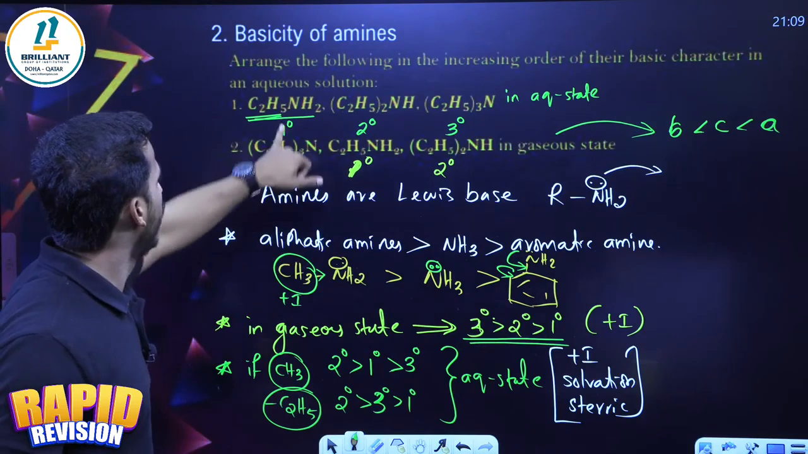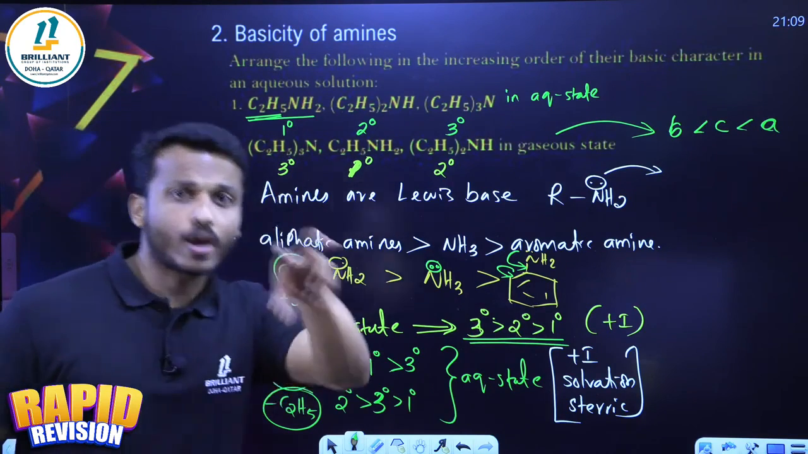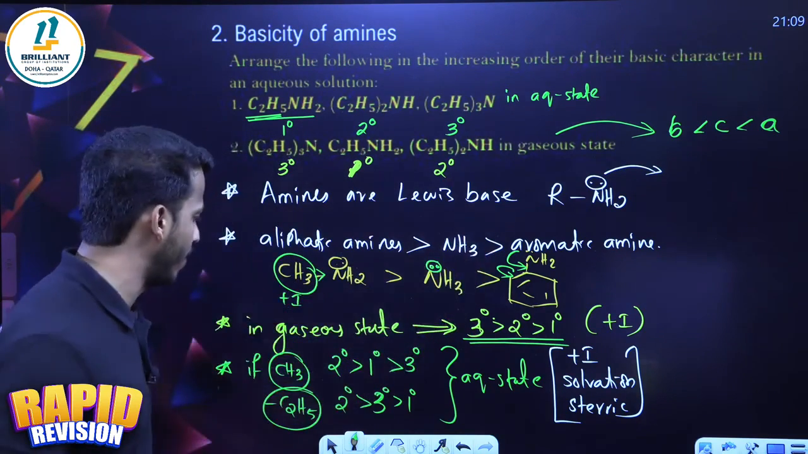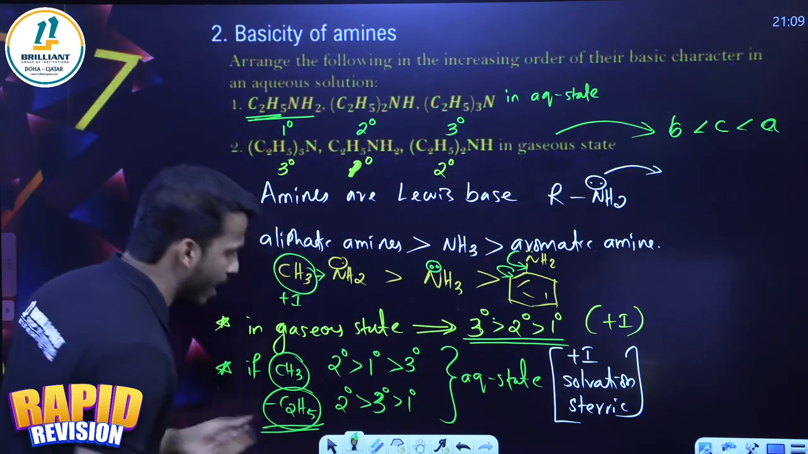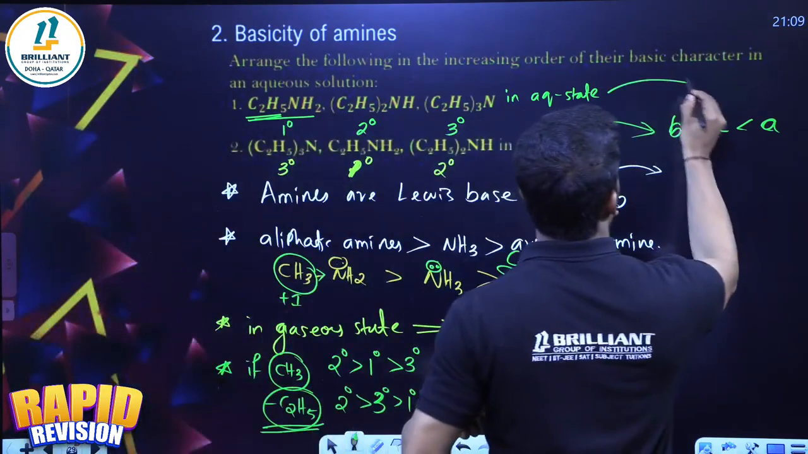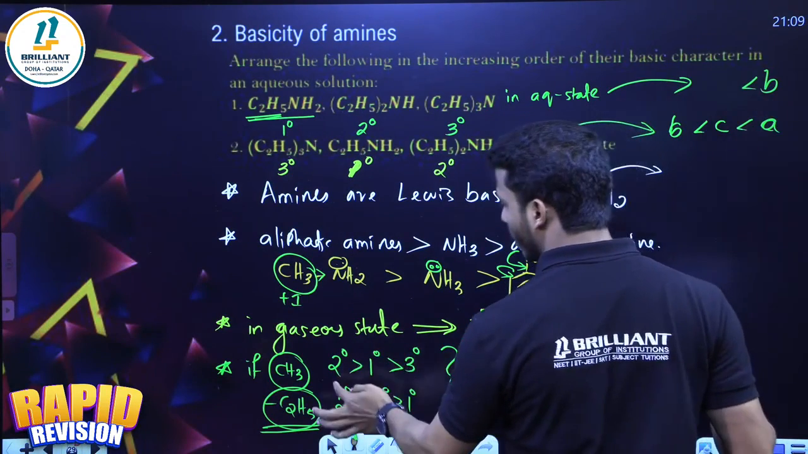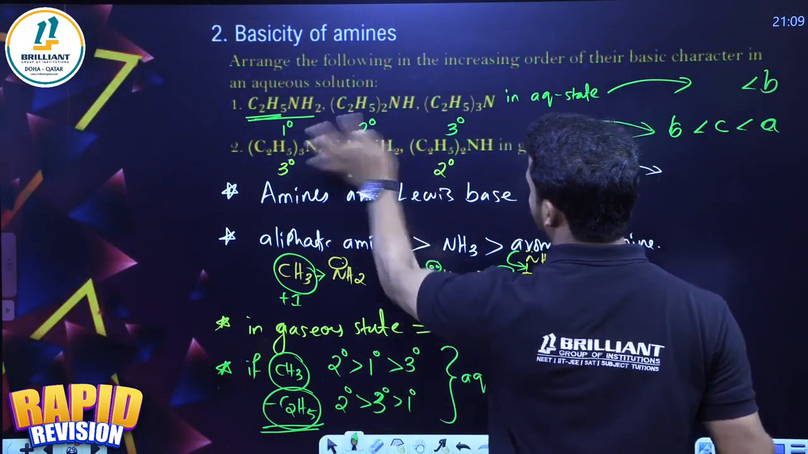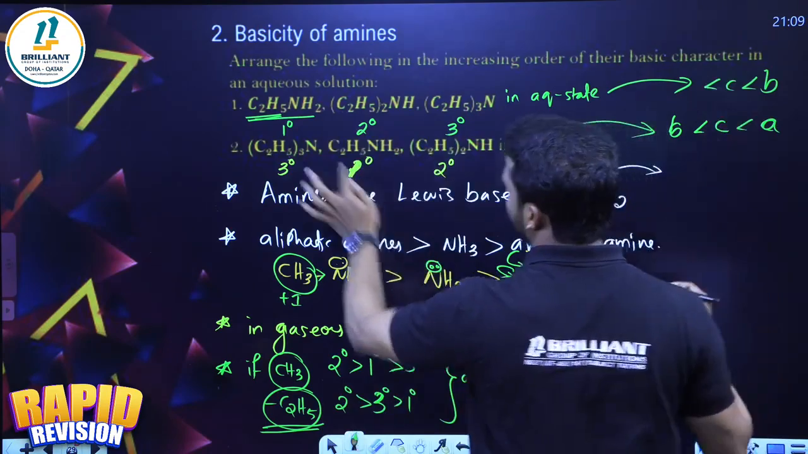Now come to the first question. In aqueous state, where ethyl is the group given, secondary is the most basic, which is the second one, B. Then tertiary, which is C, then which is primary?